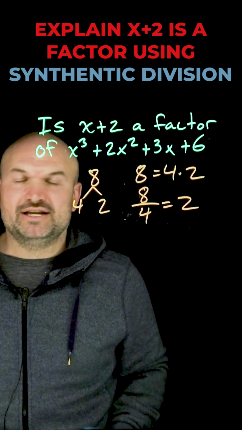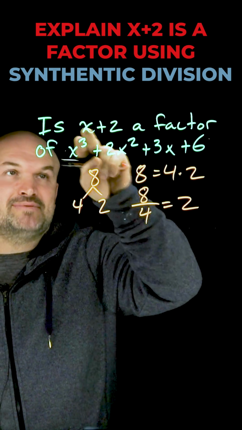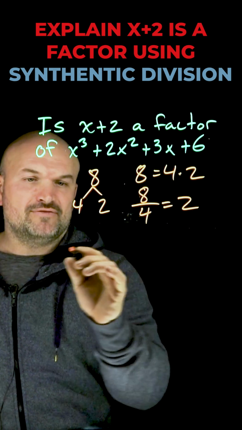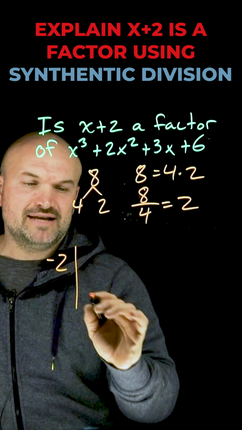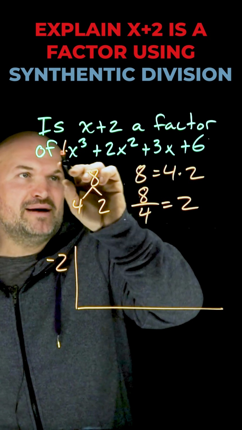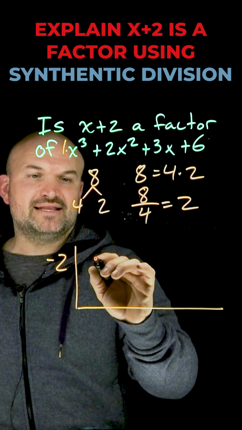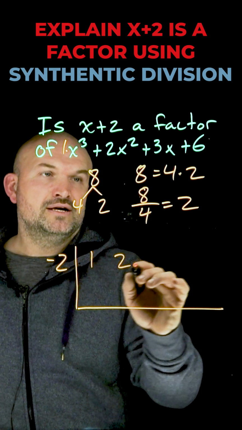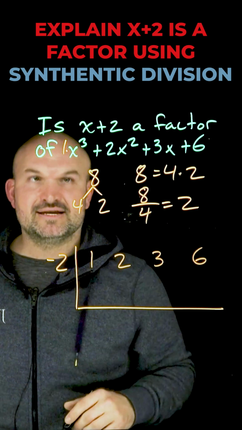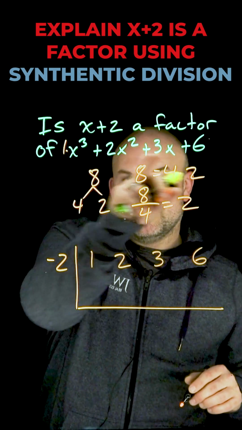To do that, I'm going to go ahead and use synthetic division. I'm going to use the opposite of my divisor, so I have an x plus 2. Therefore, I'm going to have a negative 2 here on the outside. Then I'm going to take the coefficients of my dividend, or my polynomial, and I'm going to rewrite them up along the top. So I have a 1, 2, 3, and 6. This is dividing x plus 2 into this polynomial.